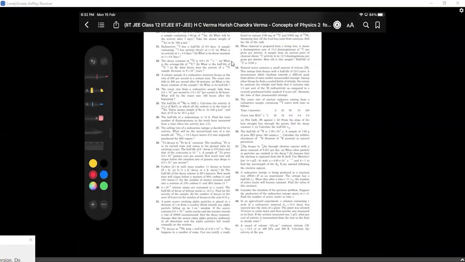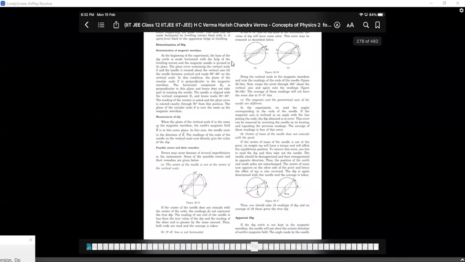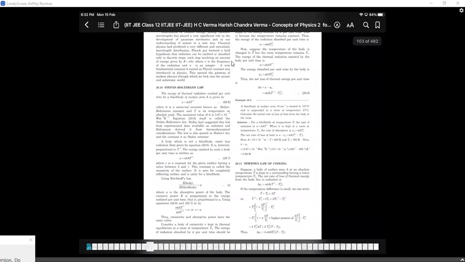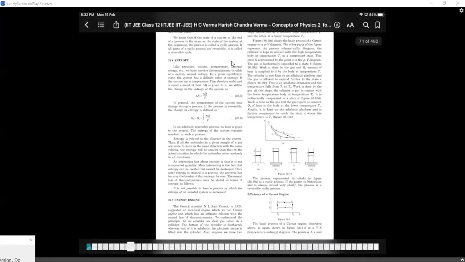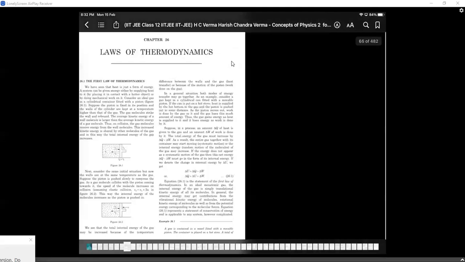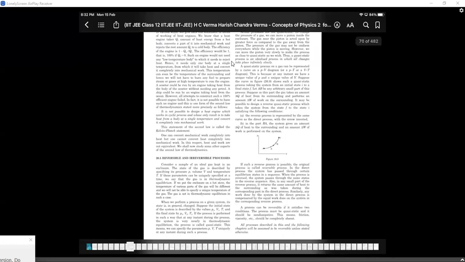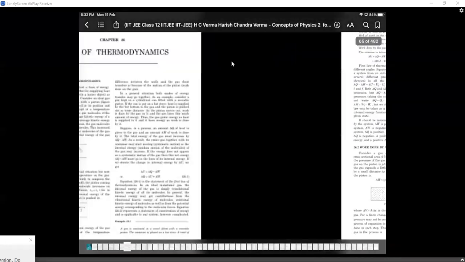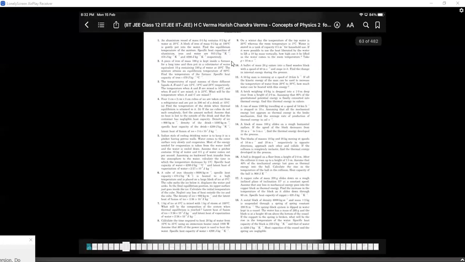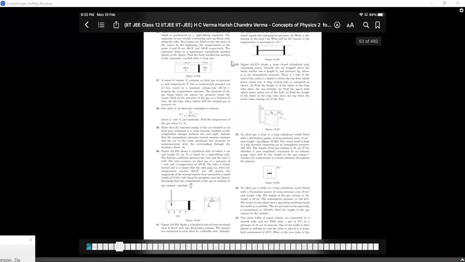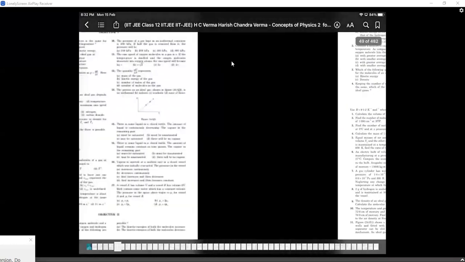Okay, wait a second, we went to some other topic here. They're in thermodynamics, right? Not thermodynamics, kinetic theory of gases. Can somebody give me the page number of kinetic theory of gases? Anybody? H.C. Verma. I'm sorry about this. Heat transfer. Yep. Now here we are.